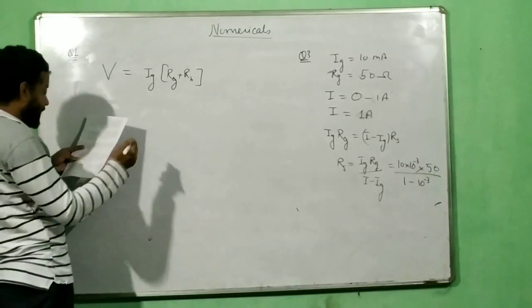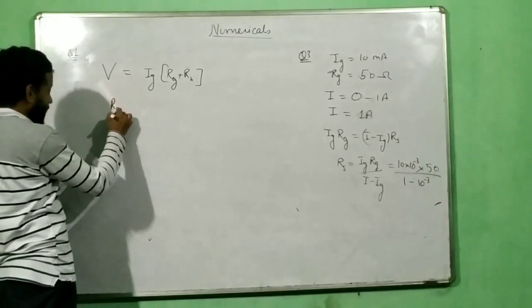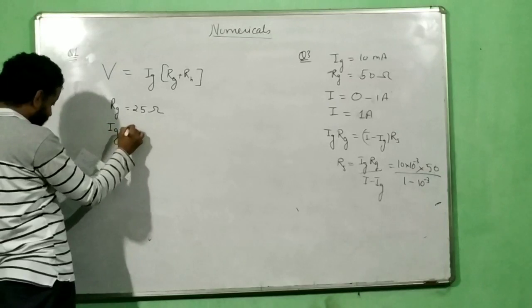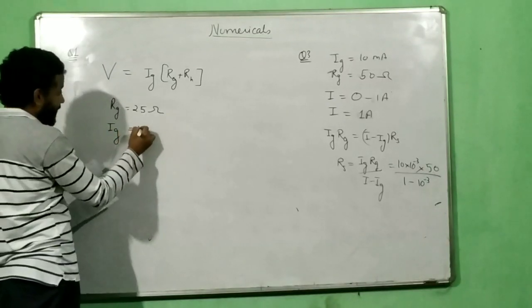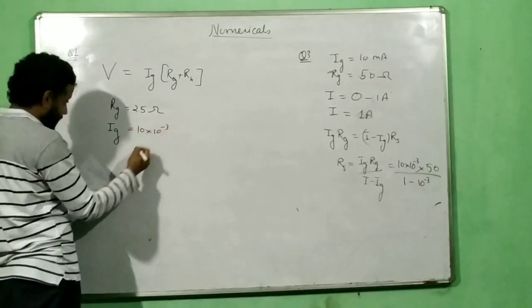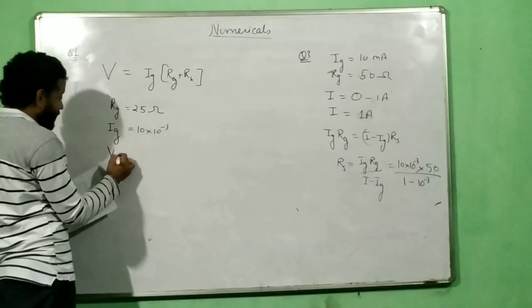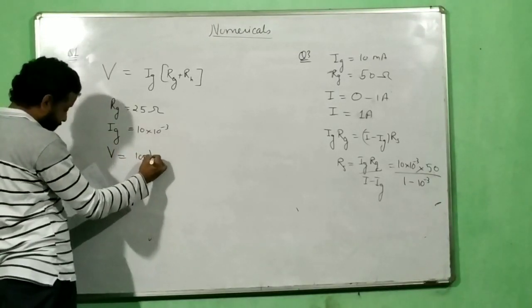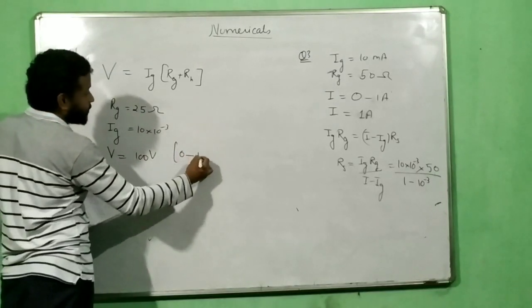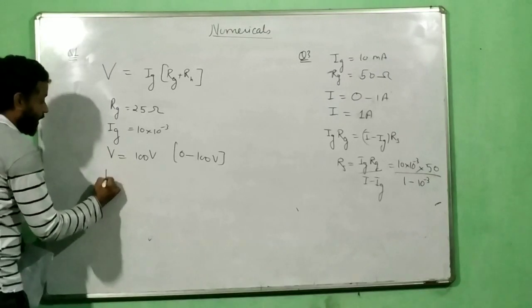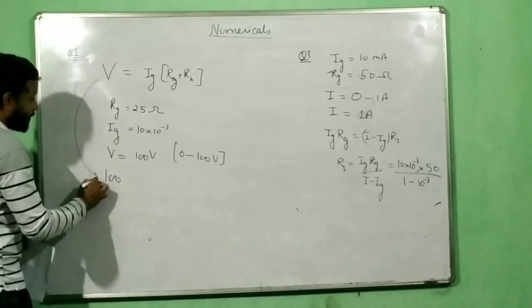Now let's check the data given to you. Rg is 25 ohm. Ig is also given as 10 milliampere, that is 10 into 10 power minus 3. Then you have voltage equal to 100 volt. That means the range given to you is 0 to 100 volts. So I will take the upper end. Upper end is 100.